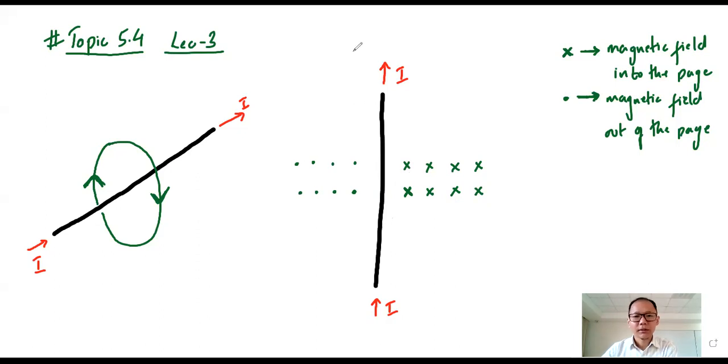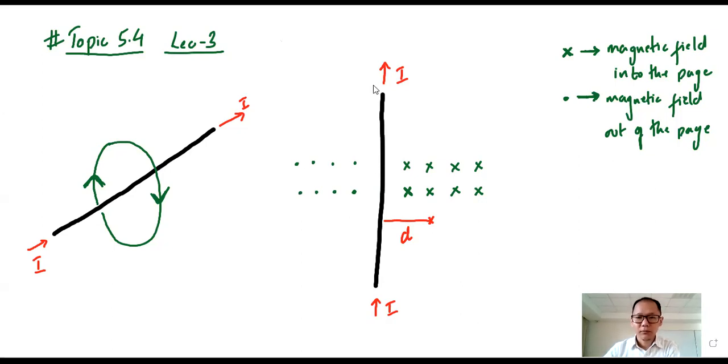Now, obviously, the question could be then, what is the magnitude of the magnetic flux density around the wire? For example, what is the magnitude of the flux density at this particular point here? Okay, let me say at this particular point here, which is at a certain distance d.